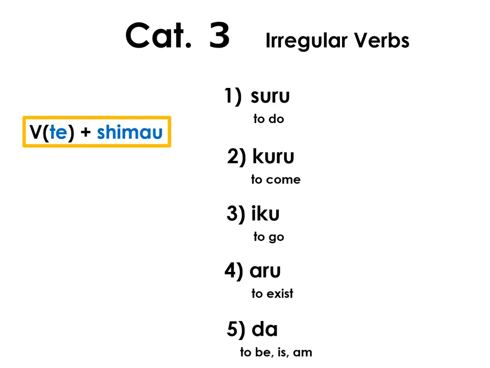As for the 5 commonly used irregular verbs, we only use suru, kuru, and iku to form the te-shimau conjugation. The last 2, aru and da, do not participate to form the modality of regret or completion. The te form of suru is shite, kuru becomes kite, and iku becomes itte.